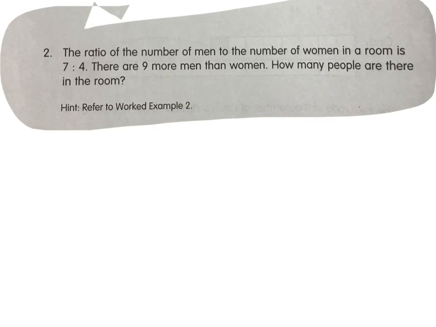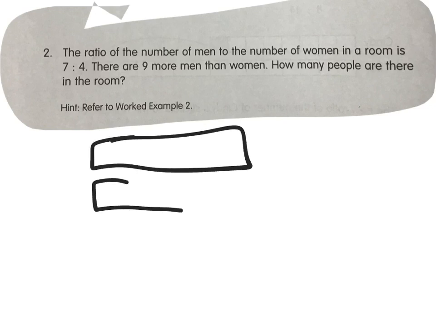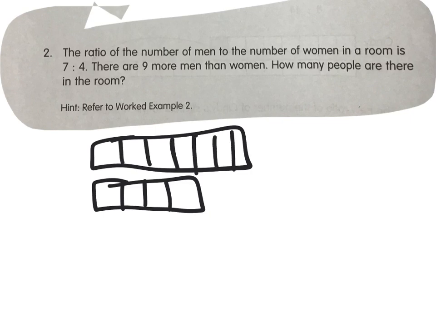So for this one, the ratio of the number of men to the number of women in a room is 7 to 4. So again, let's draw it out. 1, 2, 3, 4, 5, 6, 7. Okay, so how many pieces are left right here? There are 3. So there are 9 more men than women.